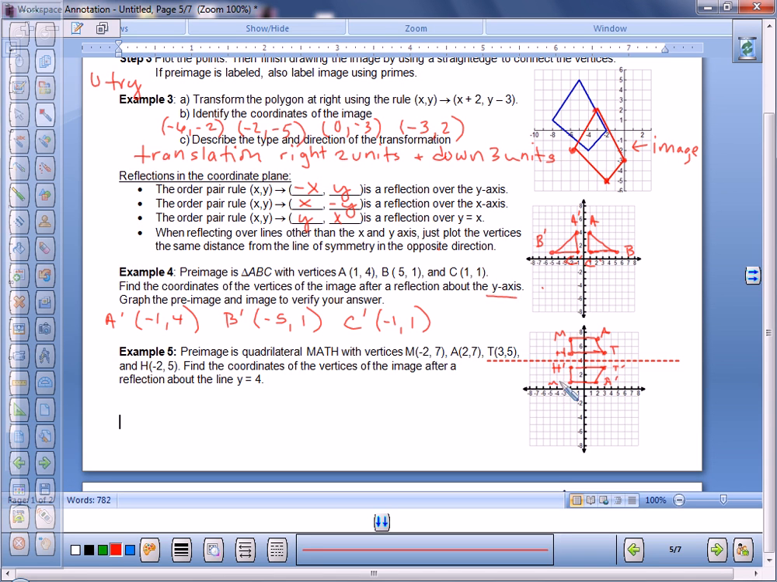I'm so confused. It's just like reflection, except it's not over an axis. It's over y equals 4, so we can't just take the opposite of the numbers. What we have to do is, this point is up 1 from the line, so the reflection would be down 1 from the line.